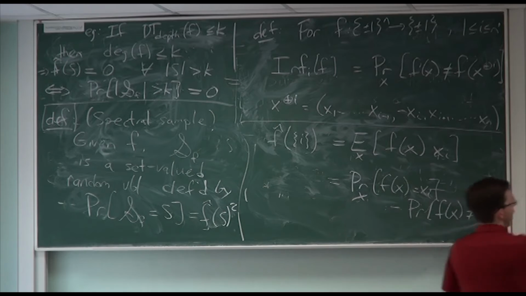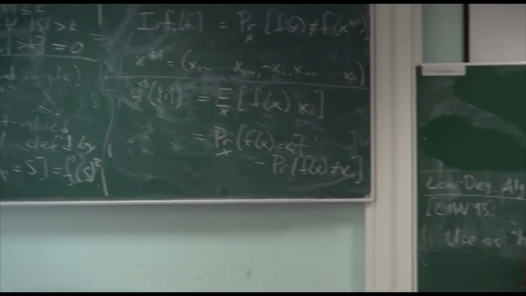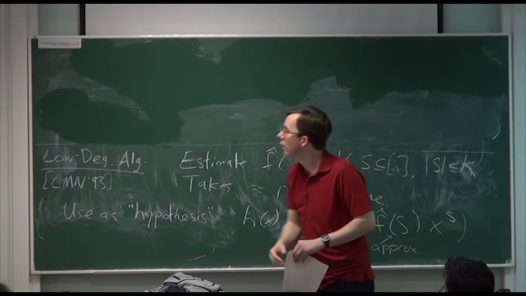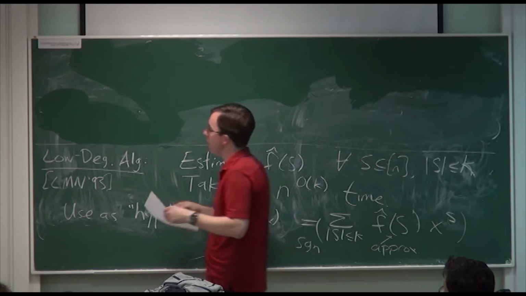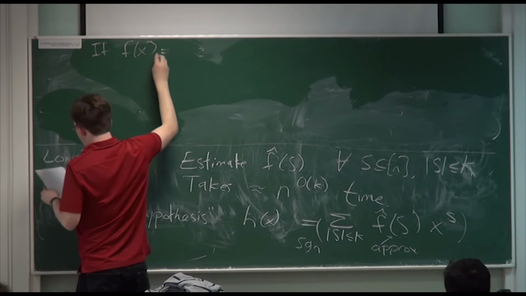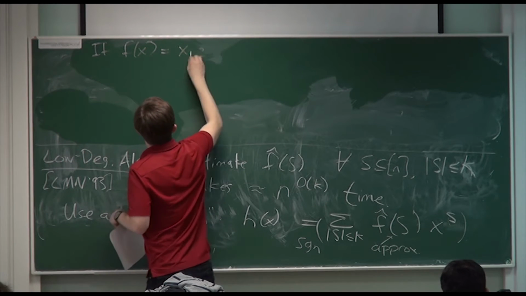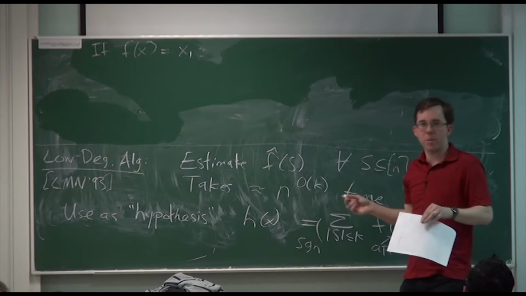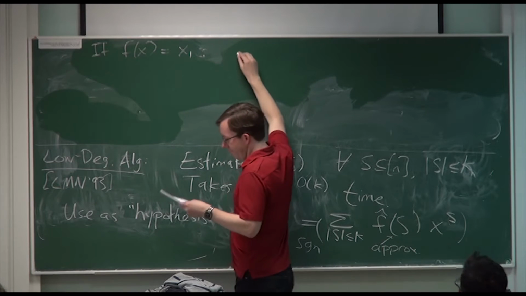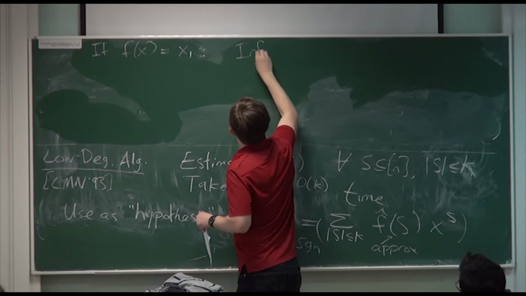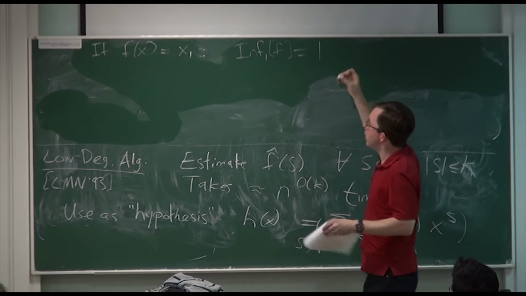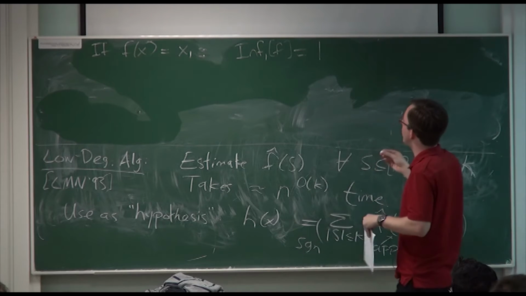So let's do some examples, and then we'll see some things about the relationship between them. Let's say f of x is x1. It's an extremely simple Boolean function where you ignore all the bits except the first. You just output the first bit. Well, then what is the influence of coordinate 1 on this function? 1, because if you flip the first bit, that indeed always flips the value of the function.